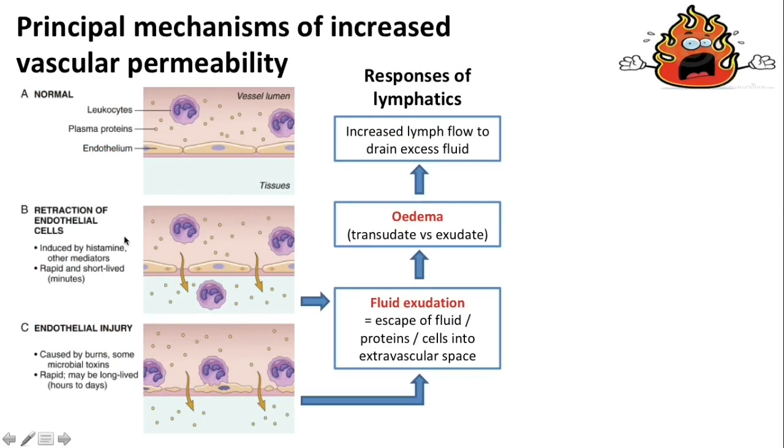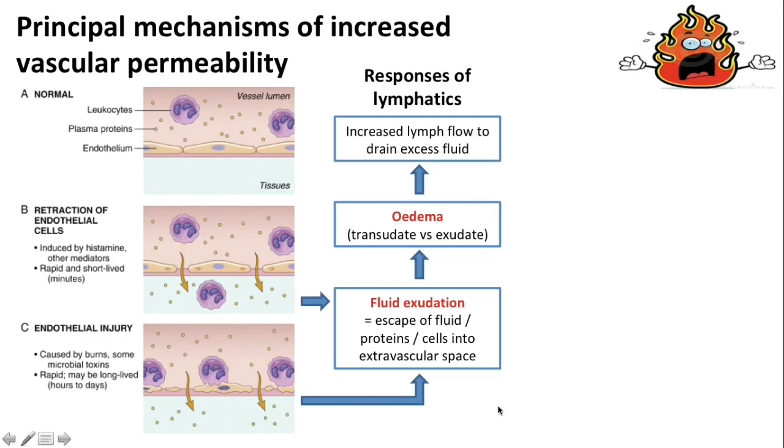One of the principal mechanisms is by retraction of the endothelial cells, which allows gaps to form in between the endothelial cells, and this leads to a space where leukocytes and plasma proteins and fluid can escape out into the extravascular space. Another mechanism is endothelial injury, in which the endothelial cells themselves are damaged, these cells can shrink and they can also form gaps in which the leukocytes and plasma proteins can escape out.